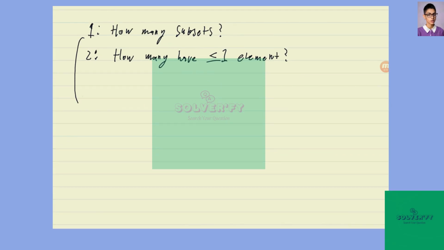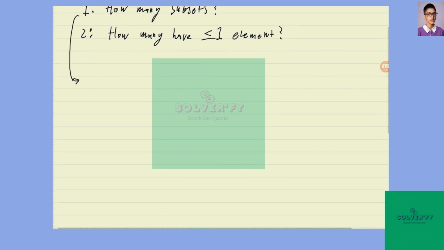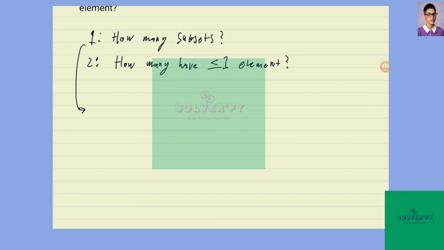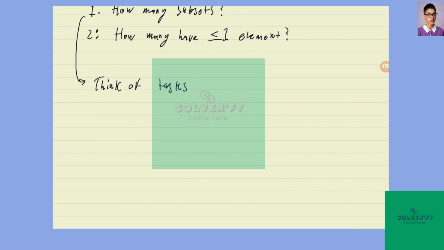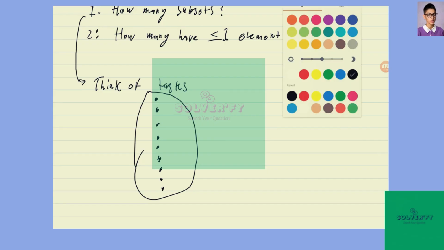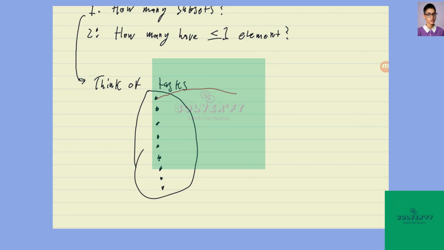So, to answer the first problem, we can think about it as a series of tasks. Now we have our set with 100 elements. I'm not going to try writing out 100 different things, but we have a whole bunch of these little elements here. And for each one, you have to decide to include it or exclude it.